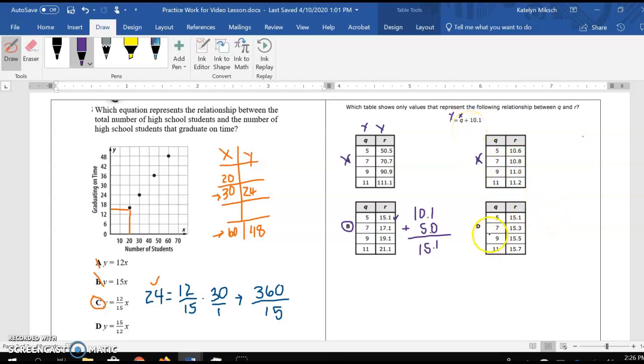You move on to D. D looks good. The very first one, 5 plus 10.1 does give me 15.1, but then it falls apart after that. 7 plus 10.1 would not be 15.3. So you always want to check 2 to 3 times to make sure it's going to work throughout the table. So just like we thought, B is going to be the only answer choice that is good. It's always good to check the rest just to make sure you didn't make a mistake somewhere.